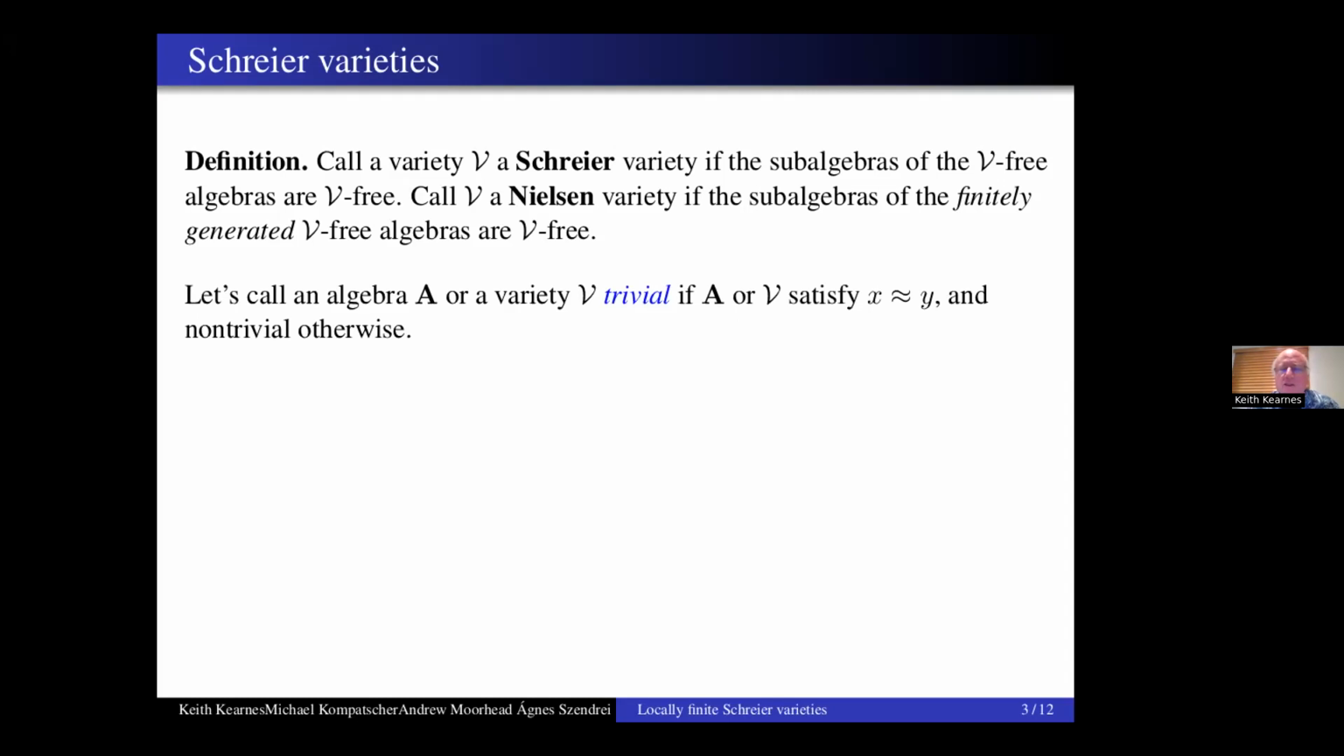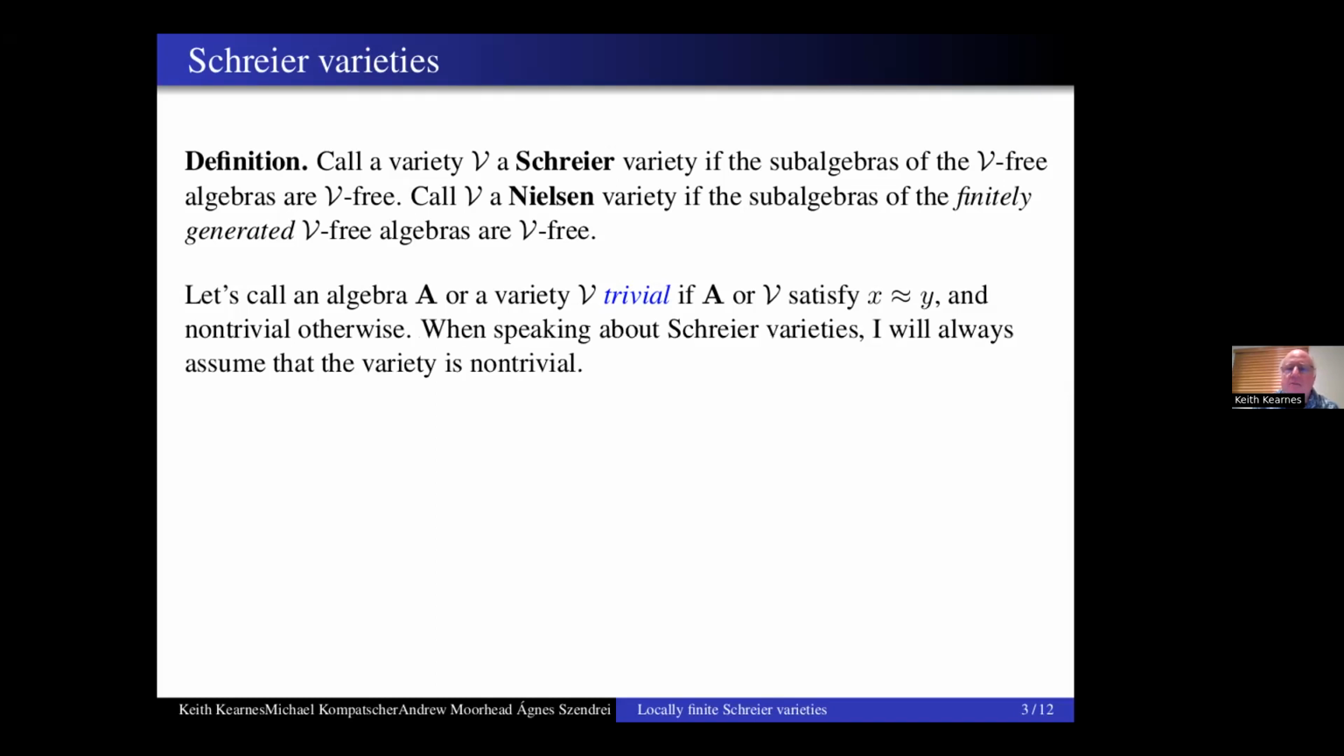I'm going to call an algebra variety trivial if it satisfies the equation x equals y. x equals y says you have at most one element. Okay. Otherwise, an algebra will be non-trivial if it has more than one element. A variety will be non-trivial if it has a member of more than one element. Okay. When I talk about Schreier varieties, I always assume non-trivial because if it's a trivial variety, you can argue that every member is free. So every subalgebra of a free algebra will be free. There's nothing interesting to say in that case.